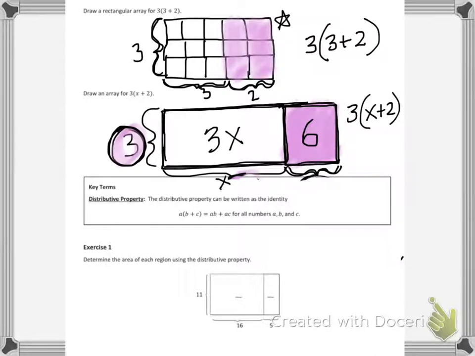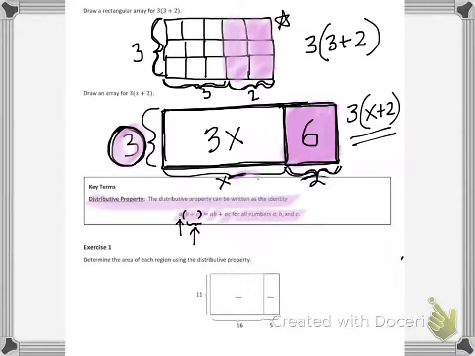The distributive property can be written as the identity A(B plus C) equals AB plus AC for all numbers A, B, and C. We're just saying that there are 3 different numbers. You have your multiplier here, and then you have whatever lies inside your parentheses, your parenthetical expression. And the way that looks here, you can see it right here.